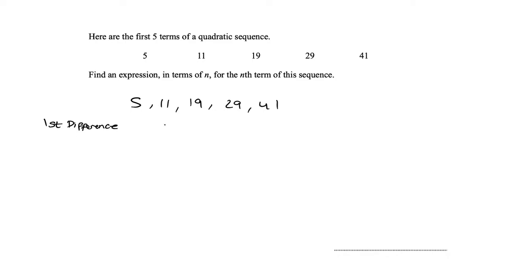So the first difference, 5 to get to 11, add 6, 11 to get to 19, add 8, 19 to get to 29, add 10, 29 to get to 41, add 12. Now you need to work out the second difference. So let's work out the second difference.